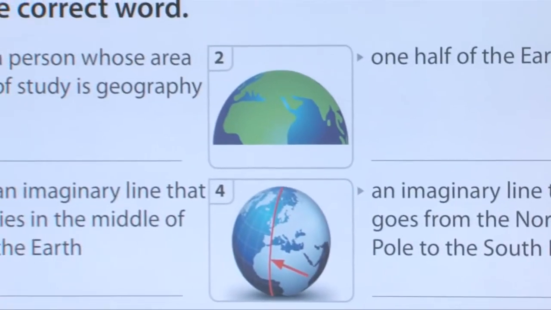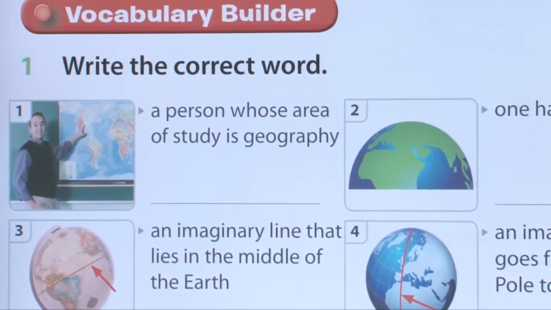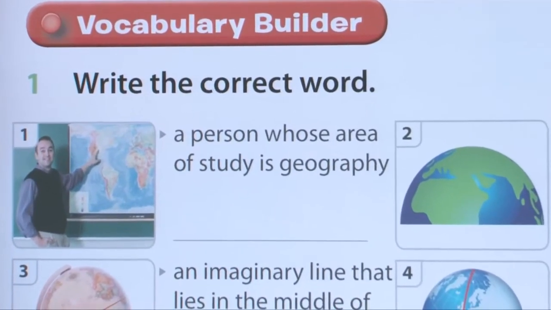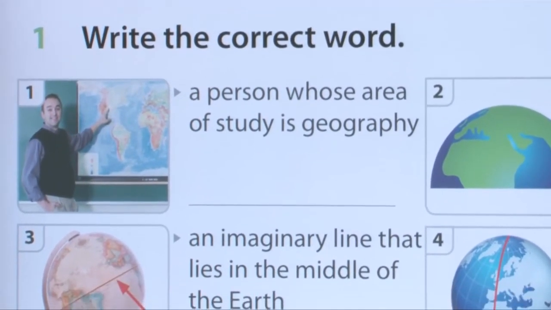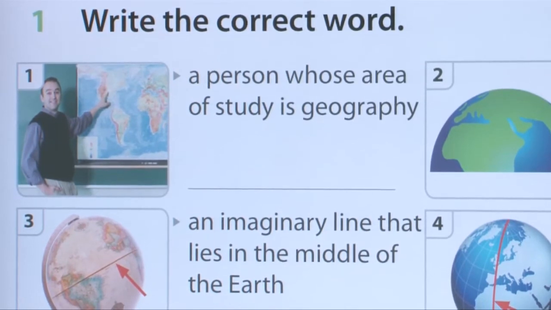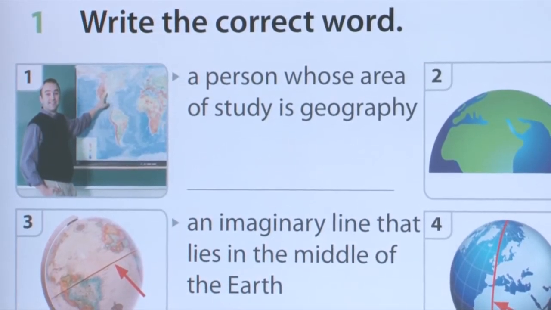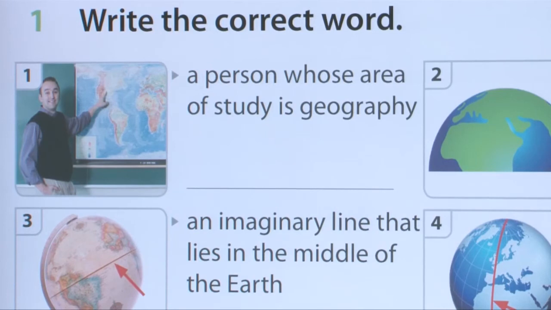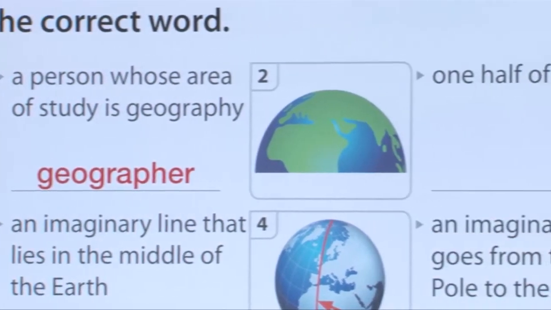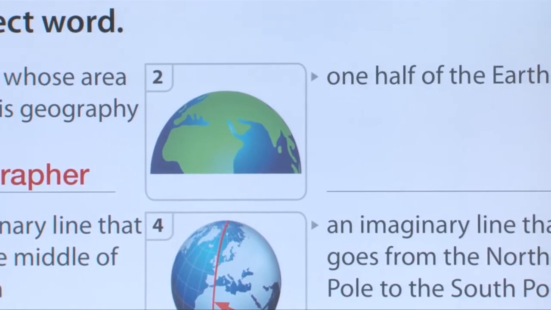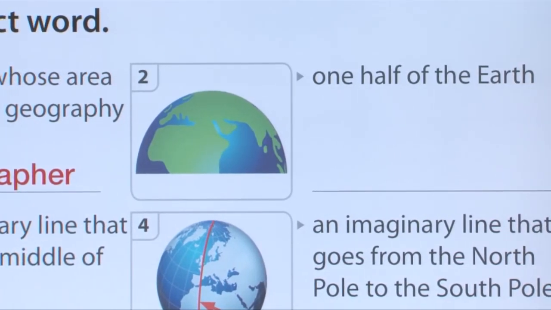Now, let's look at some vocabulary. All right, remember the key words that we studied. Picture number 1. What's the word for a person whose area of study is geography? A person who studies geography is called a geographer. Picture number 2. Half of the earth is called what? Half of the earth is called a hemisphere.